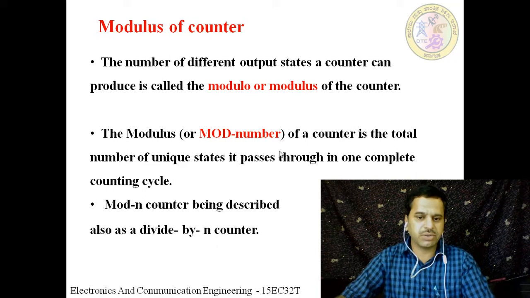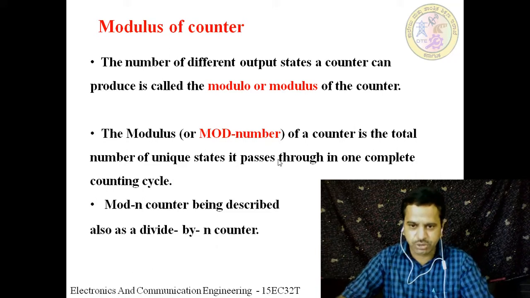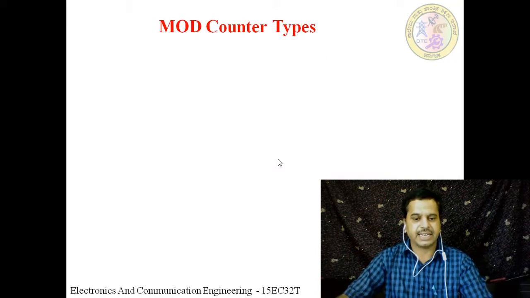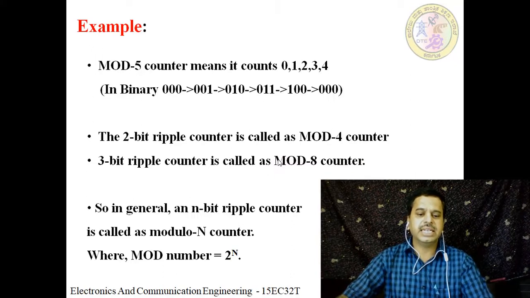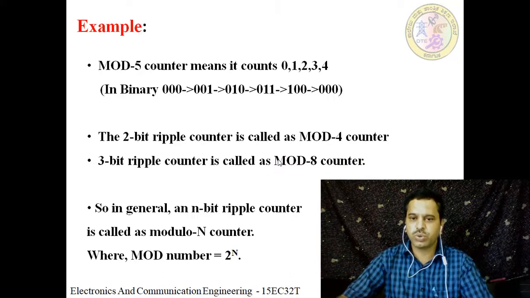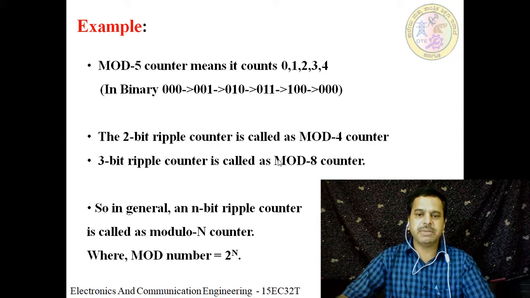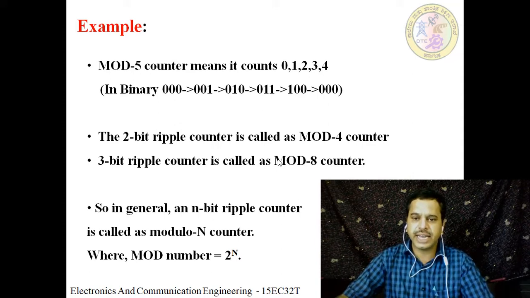Generally we use this counter circuit in digital circuits as a frequency divider, where the mod number is equal to 2 power n. That means if you use a 3-bit counter, 2 power 3 is equal to 8. That means it divides the input frequency by 8 times. That is also an application.